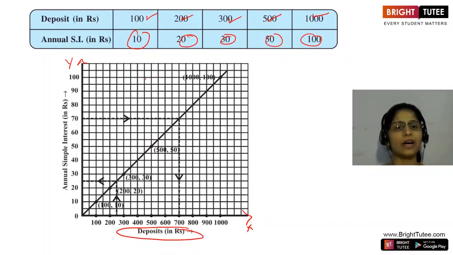So we know 100, 10 is the first point. So we have to take 100 from here and 10. So this is the first point. The second is 200, 20. So this is 200, 20. Then we have 300, 30. So at 300, 30 we will be marking. Then 500, 50. So 500 from here and 50 here. Then we have 700, 70. Okay, then we have 1000. So at 1000 the interest is 100. So this is the point. So we see this is a linear graph.